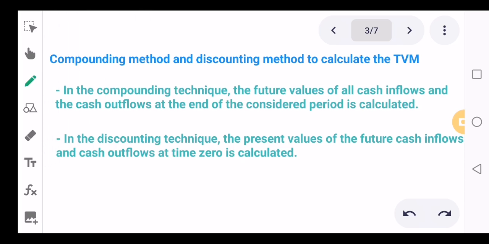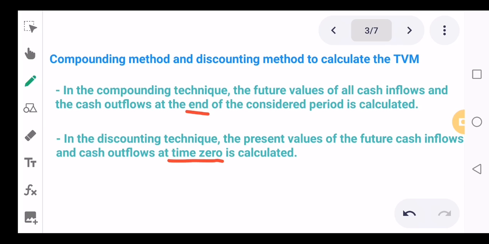In this, what we are doing is calculating the time value of money. That's the similarity. In both, we are calculating the time value of money. But what is different is we are calculating it at different points of time. In the compounding technique, we are calculating at the end of the considered period. And in the discounting technique, we are calculating it at time zero.